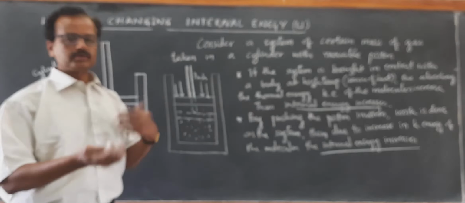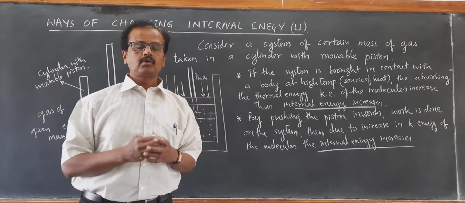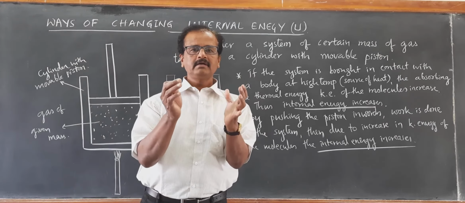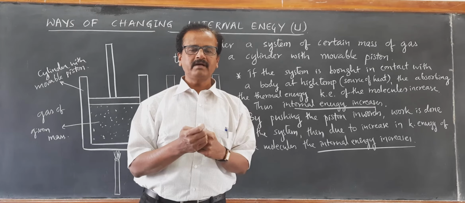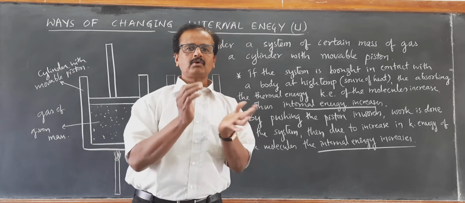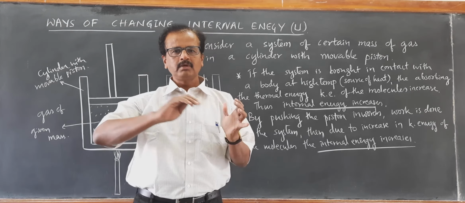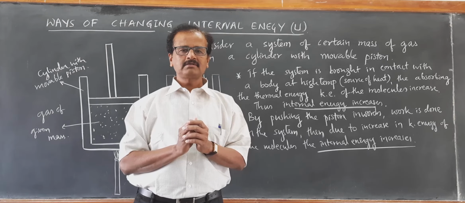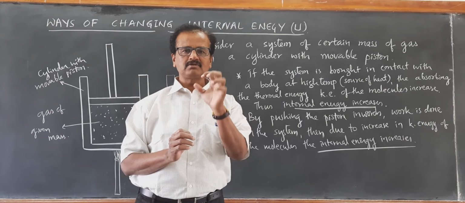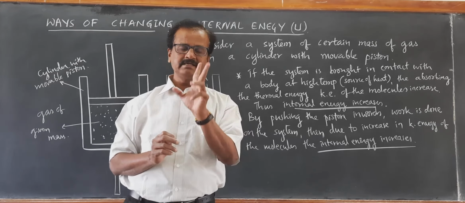Now, the other way we can think of: if the same system of gases is brought in contact with a body at lower temperature, then what happens? There is a transfer of thermal energy from the system to the colder surrounding. As a result, what happens? Due to loss of thermal energy, the molecules of the gaseous system lose their energy, and thus the kinetic energy of the molecules of the system decreases, and the internal energy of the system decreases. So this is one way of decreasing internal energy.